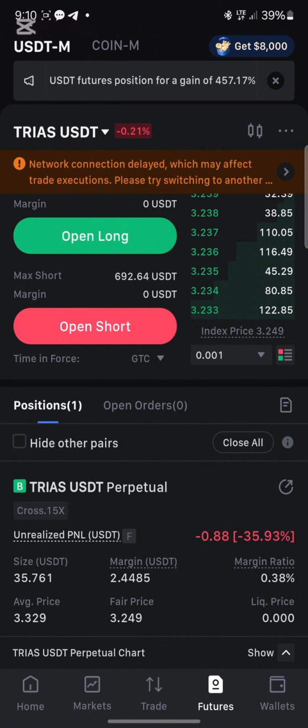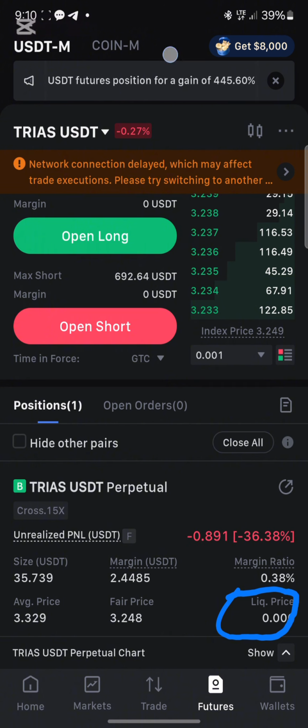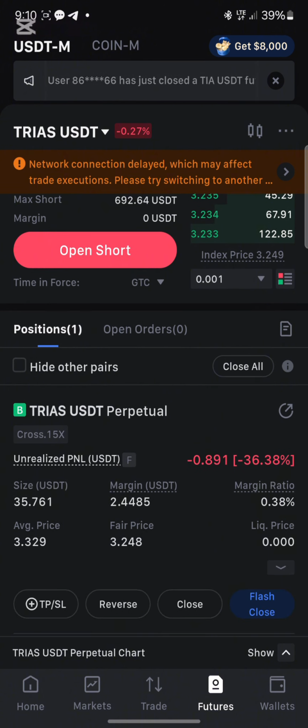Another important thing to note is that I have zero liquidation here. You can see it here, zero liquidation price, and you can see that I am on cross 15x.